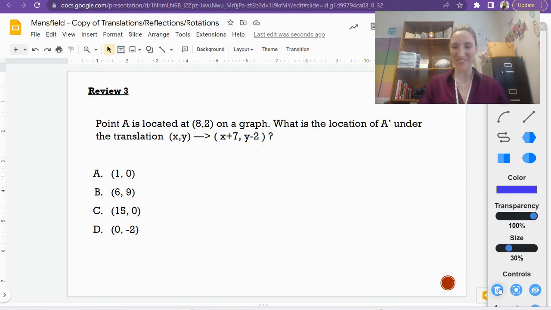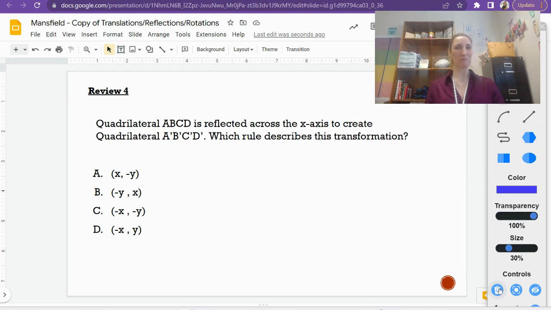Awesome, guys. So here we go. Review number 4. Now that I believe you guys are doing fantastic with translation and sliding, right? Remember, translation is whenever we slide a shape. Okay, let's talk about a different one. Let's talk about reflection. So here we go. On your paper, please write review 4.